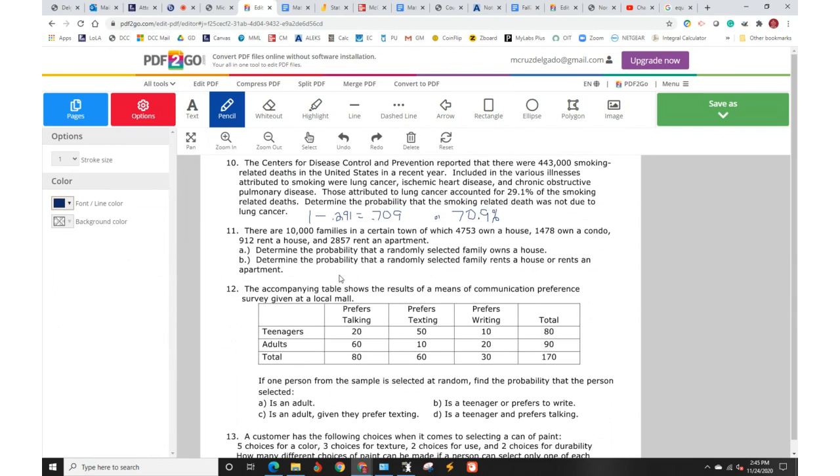All right, let's look at this one here. Number 12 is probably the best one to look at. Like I said, we can't go through every little bit because of the time factor.